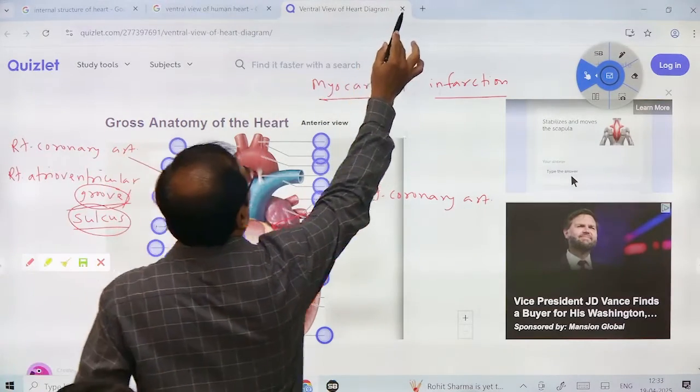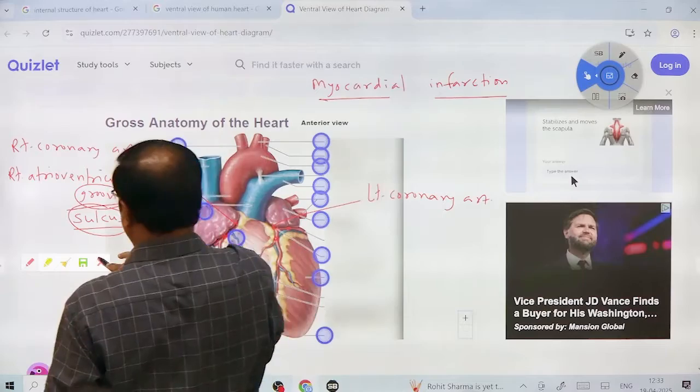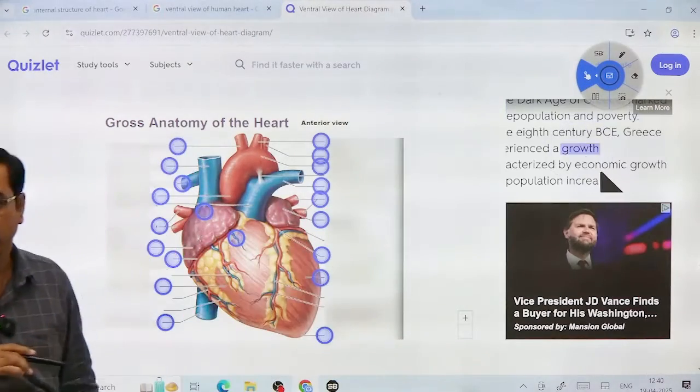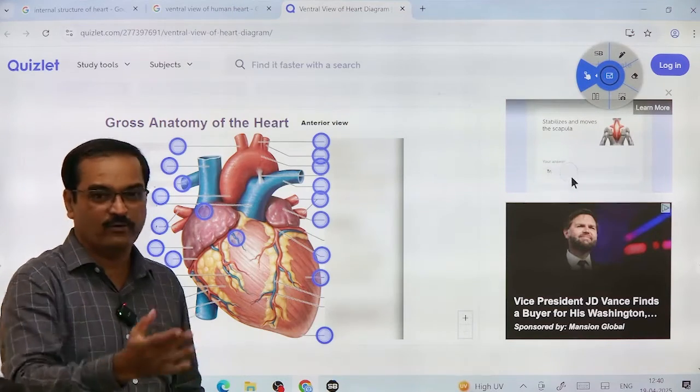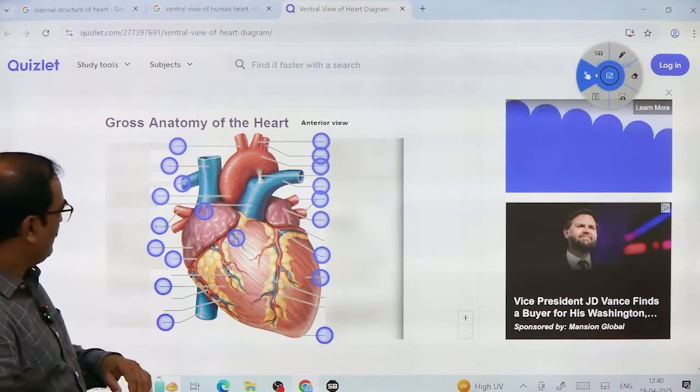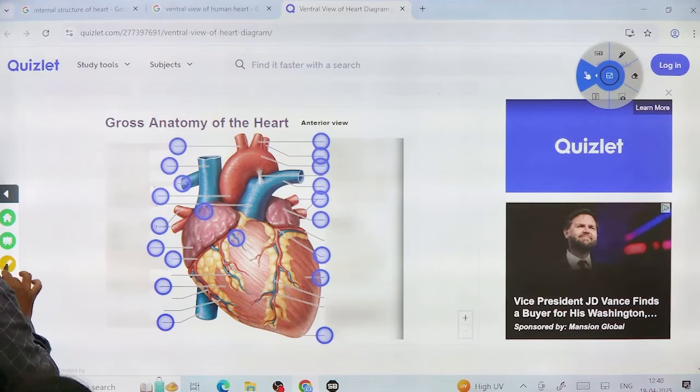Now, this is about the ventral view. Now we will study the dorsal view of the heart. Angina we are actually going to study in the next point, but before that, so what is angina pectoris?